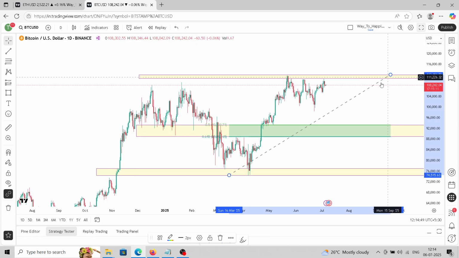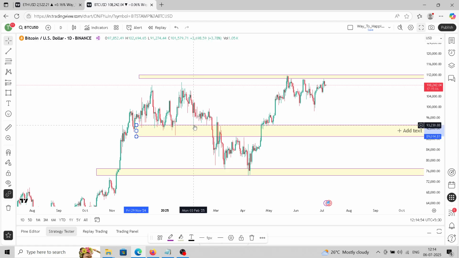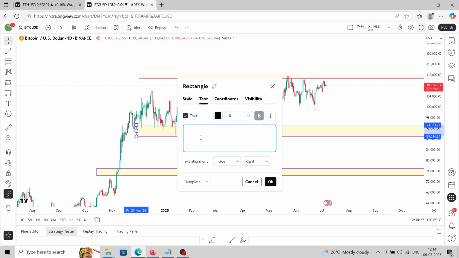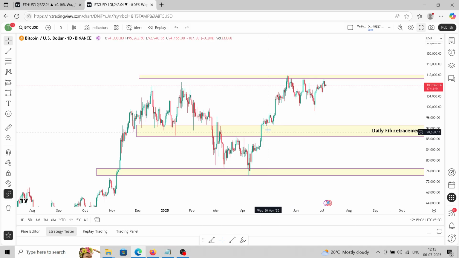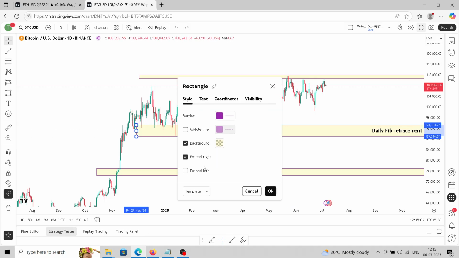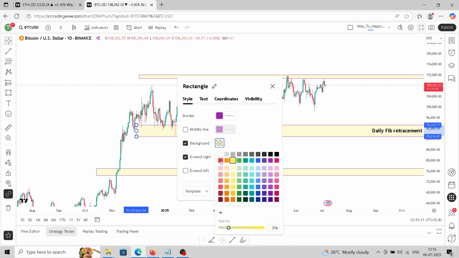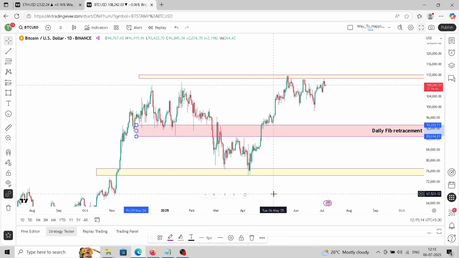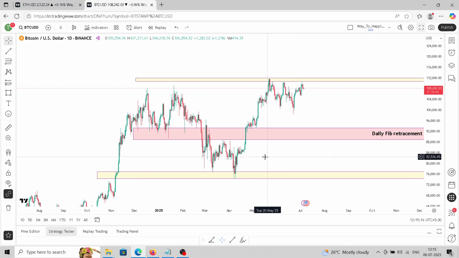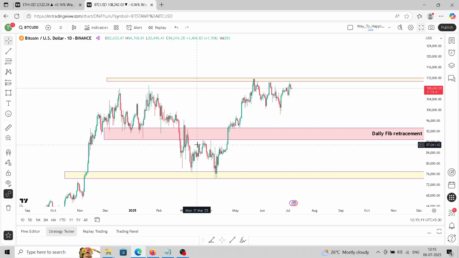We call it the daily fib retracement. Let's color code it in a different color so that we will know about it. It's a very important area, guys. Now, what else is the chart telling us? The chart is also telling us that support has been taken from here, which is our 0.5 area.